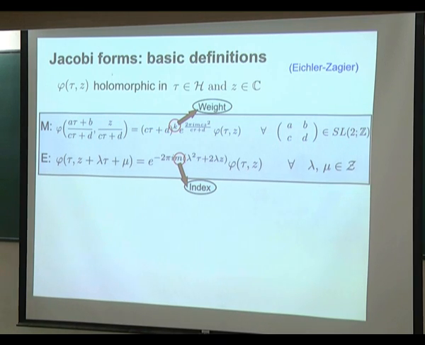And it obeys two properties. There's one modular property where tau goes to (a tau plus b) over (c tau plus d) as before, and z also goes to z over (c tau plus d), and that is equal to phi times some prefactors as before. So again, there's a number k called the weight. But there's another property, namely that you can translate z by integer multiples of tau and 1, and under that phi is also almost invariant. It's covariant, and that property is governed by another number called m, which is called the index.